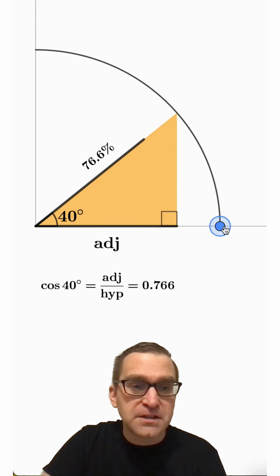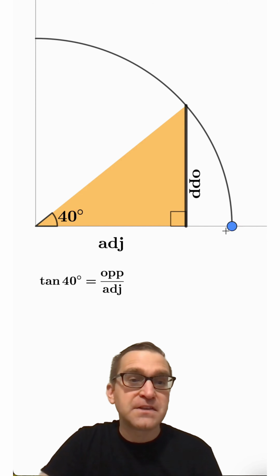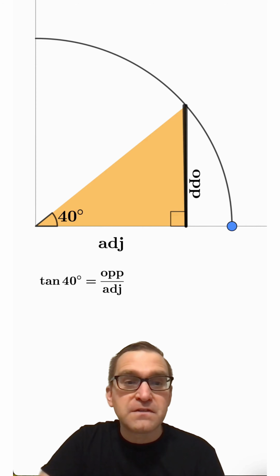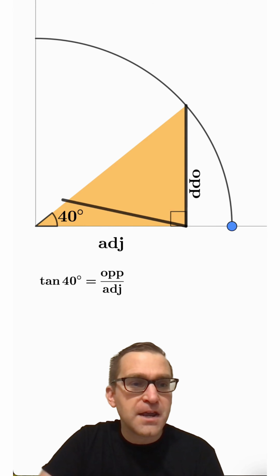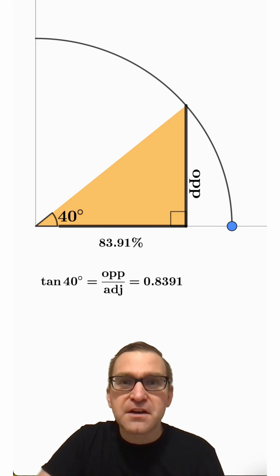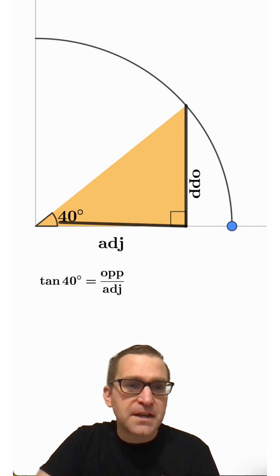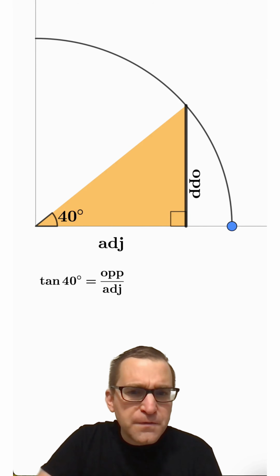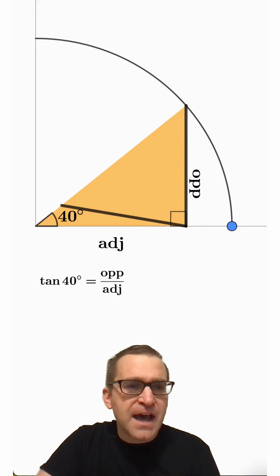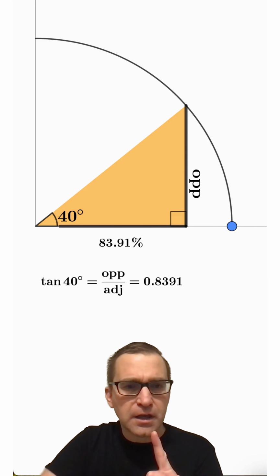And now for tangent, look at this. Tangent compares the length of the opposite leg to the length of the adjacent leg. And would you look at this right here? Gosh, it almost takes 100% up, doesn't it? Right? That's roughly 84%. But I wonder, what angle would actually make the opposite leg equal the adjacent leg?